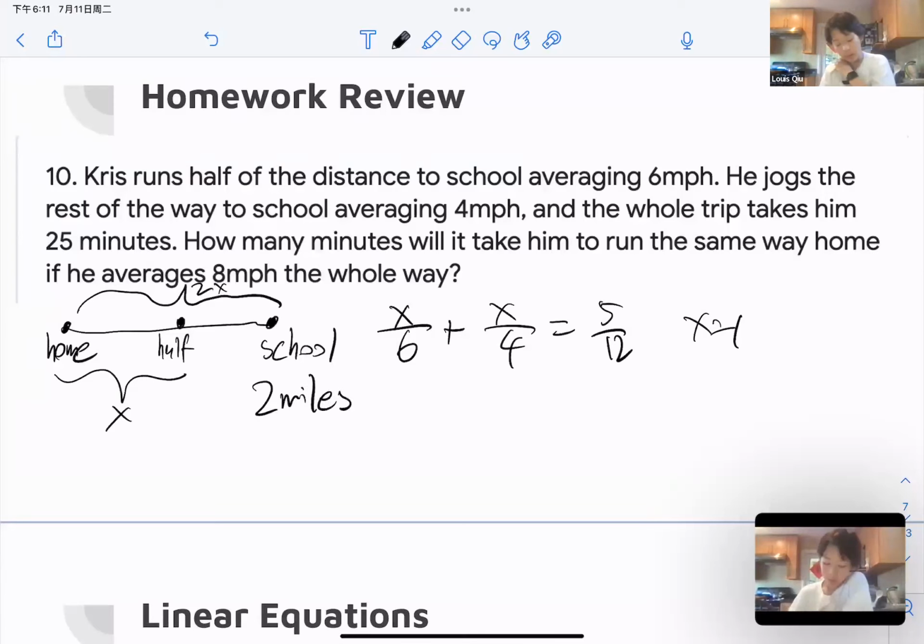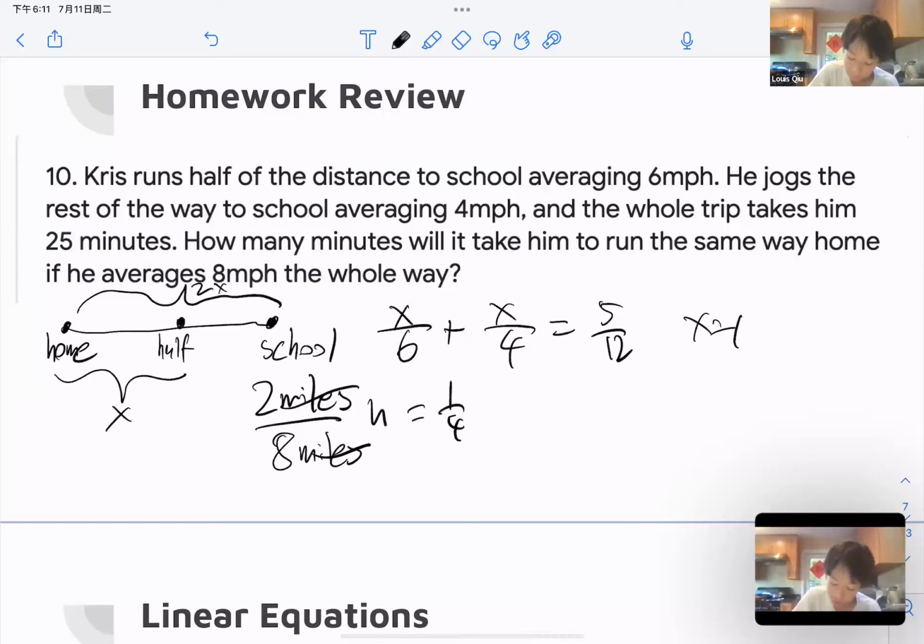And since he's going 8 miles per hour, he takes 2 over 8 hours, which is 1 over 4 hour, which is 15 minutes.